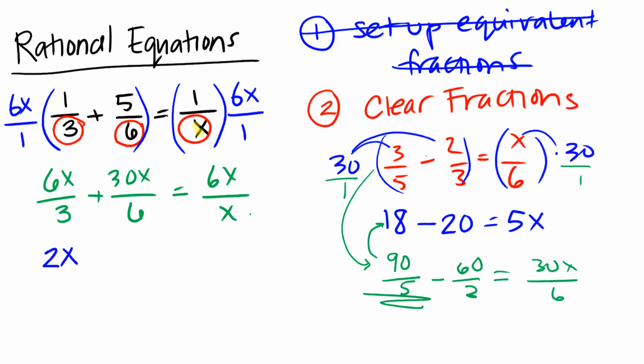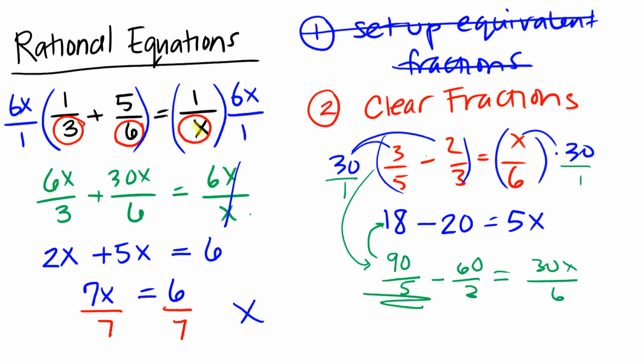So first term is 2x, then we get a plus 5x is equal to, the x's cancel, we just have 6. And we can combine our like terms and divide both sides by 7. Same answer we got previously, just a different way to get there.